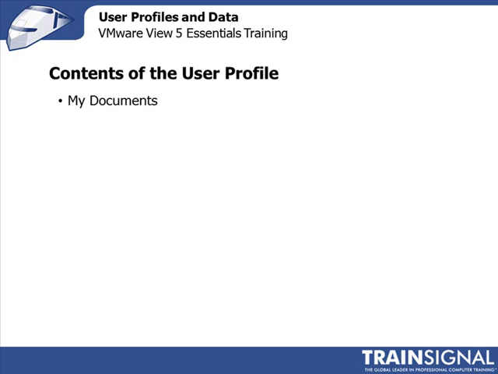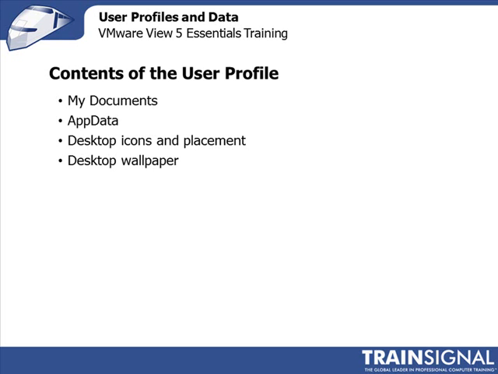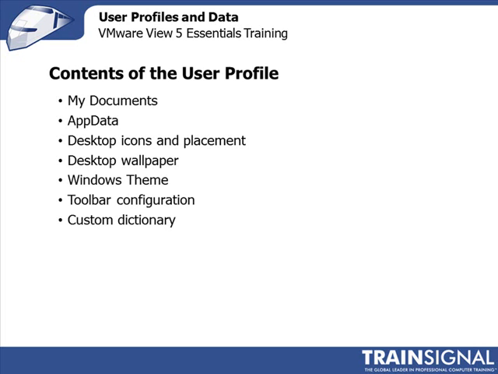First of all, it has the user documents directory. This includes my documents, my pictures, my music, and all those others. This is the primary location of the user data. The app data directory contains application data that's unique for each user. This can be very important for application customizations. The desktop icons and placement on the desktop, as well as the desktop wallpaper, are all contained in the user profile.